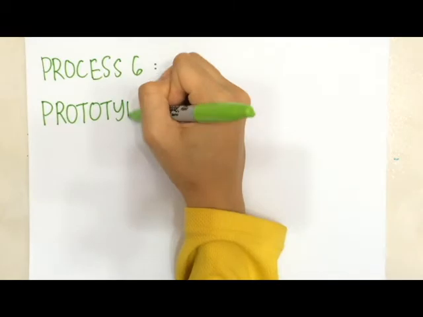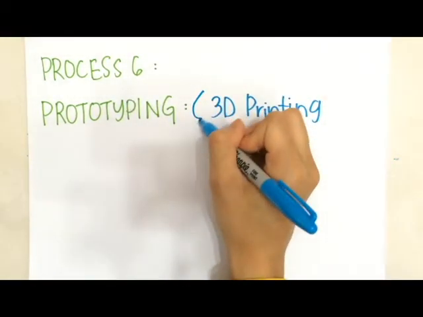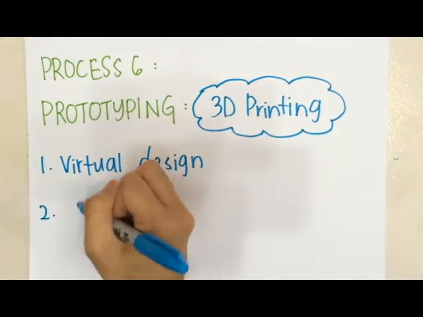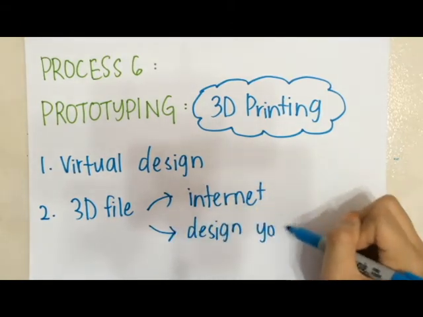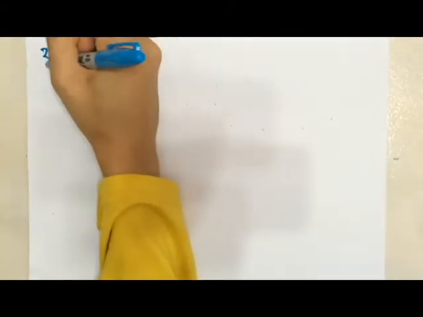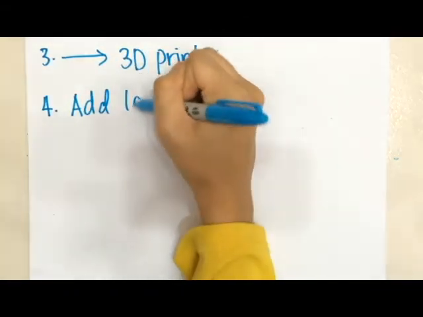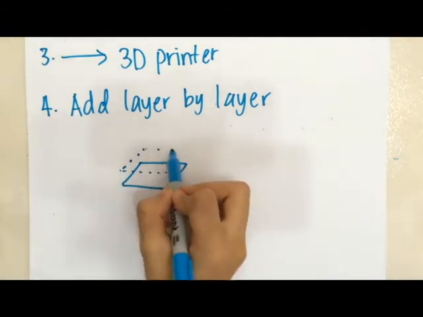3D printing, which is also known as the additive process. To begin the 3D printing, first you must have a virtual design of your product, followed by creating a 3D file which you can surf on the internet, or you could come out with a design of your own. Next, you should send it to the 3D printer, and lastly, it will be processed by adding layer by layer each to form the mock-up of the product.